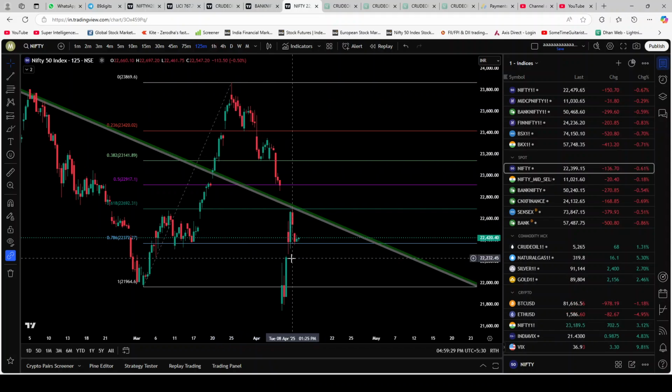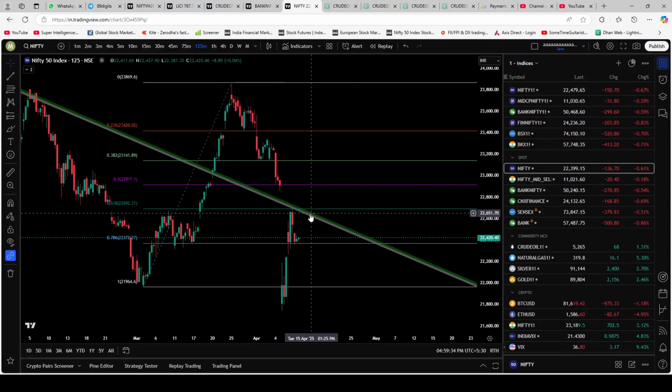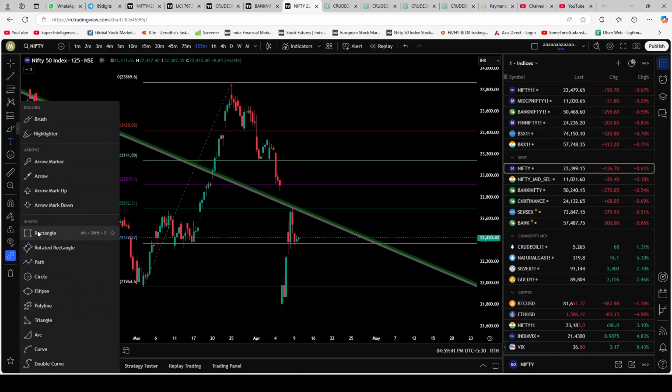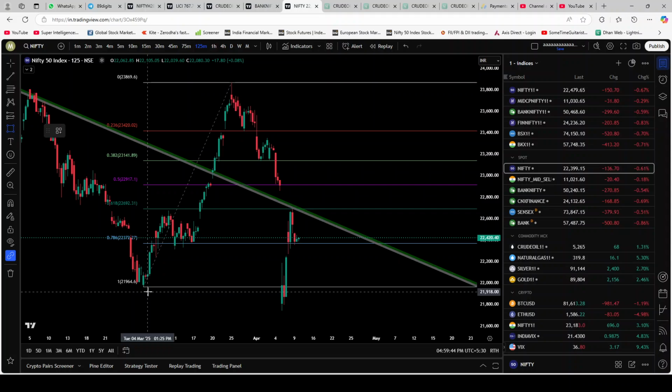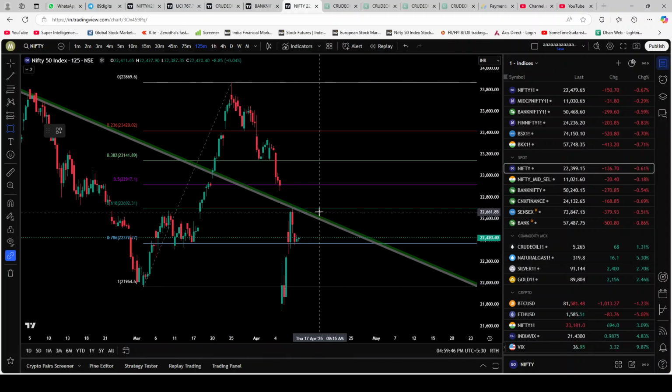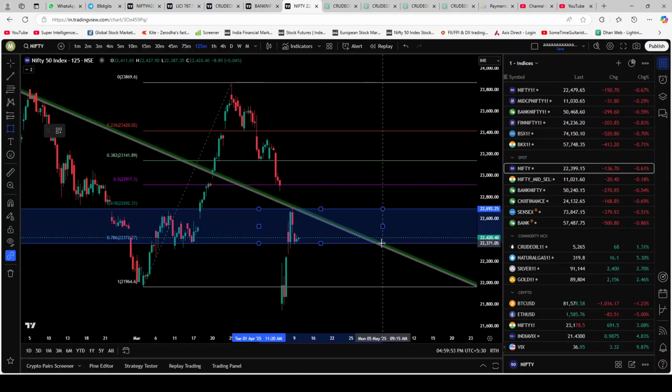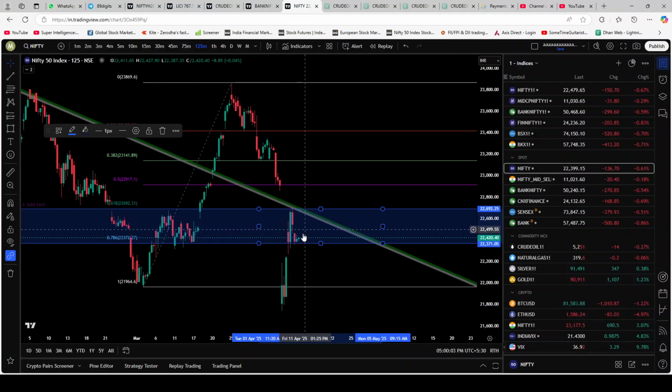Now it has come back, and the most important thing is it's gone and retested the OTE zone. Now ideally Nifty should have bounced back from here itself. I'll just show you the area. This is the OTE zone. If this was the recent low and this was the recent high, then this 0.618 to 0.786, this is the OTE zone. If it came here and bounced back, theoretically it would have made a new high, but because of the tariff wars, we went further down, and currently it's in the OTE zone.